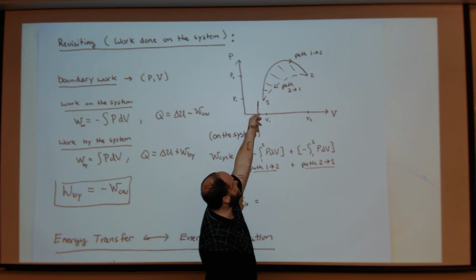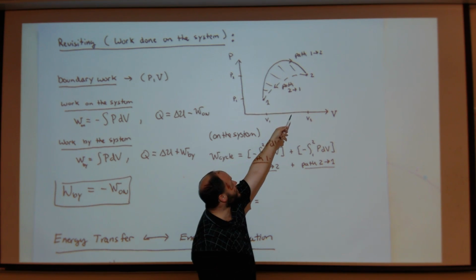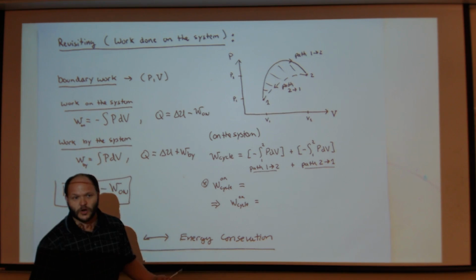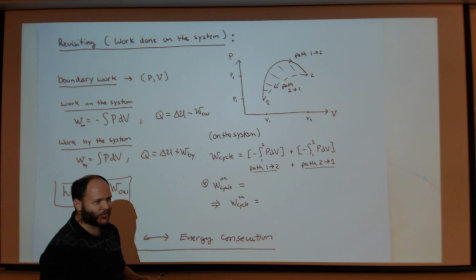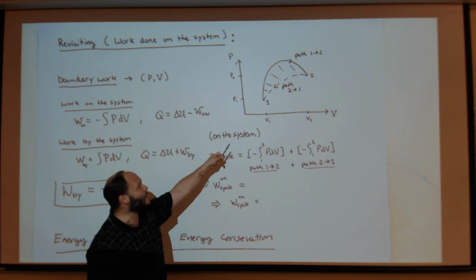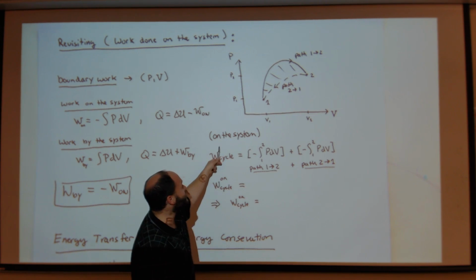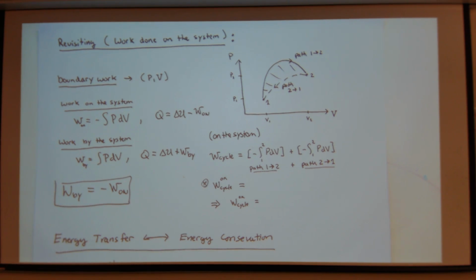So you have some process that goes from state 1 to state 2, and then goes back from state 2 to state 1. It's a cycle. The area under the curve represents either work on or work by. I already gave you the clock analogy to calculate it, so you could just do that right away. But let's assume you don't know that, and we want to calculate the work on the system.